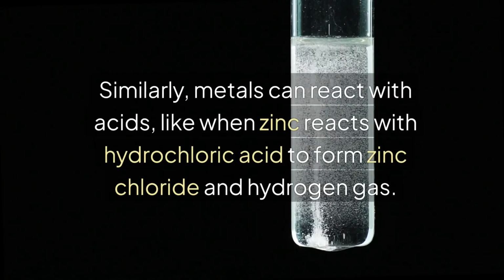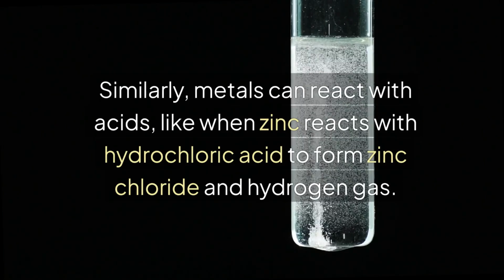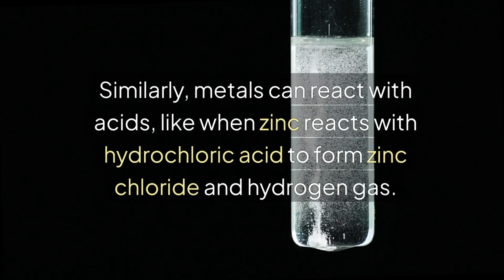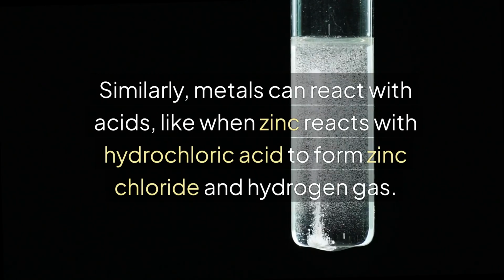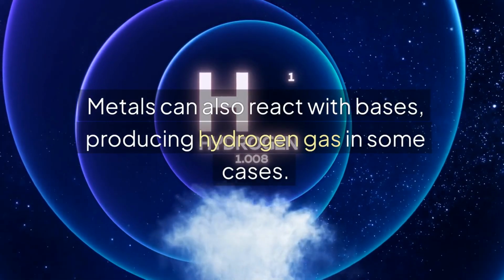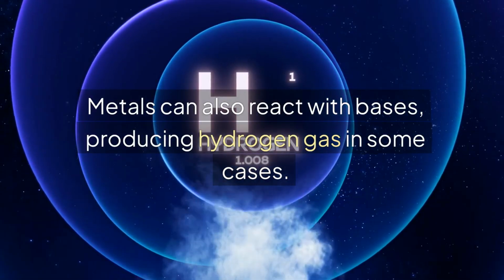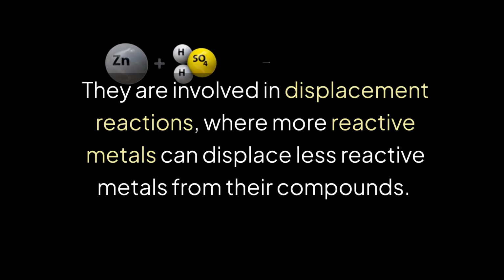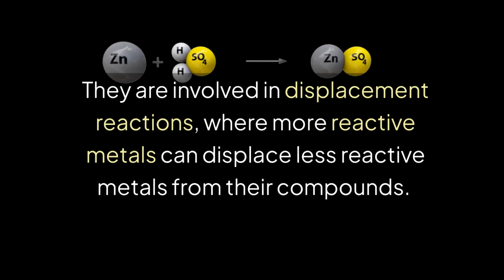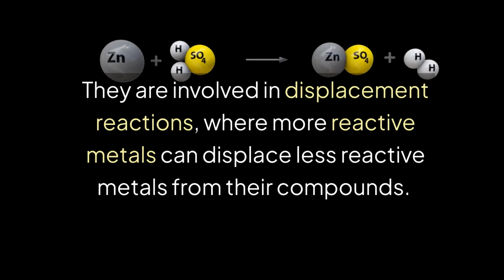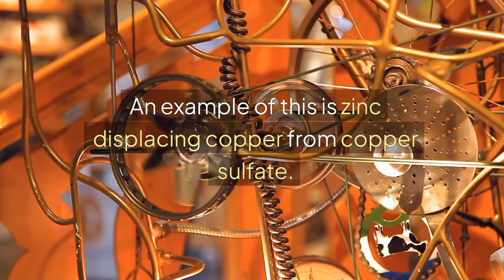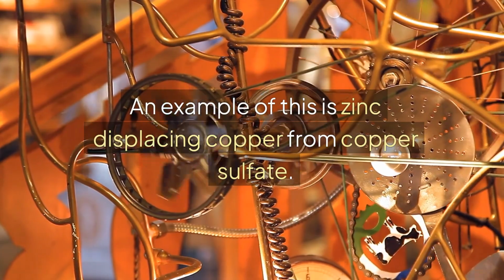Similarly, metals can react with acids, like when zinc reacts with hydrochloric acid to form zinc chloride and hydrogen gas. Metals can also react with bases, producing hydrogen gas in some cases. They are involved in displacement reactions, where more reactive metals can displace less reactive metals from their compounds. An example of this is zinc displacing copper from copper sulfate.